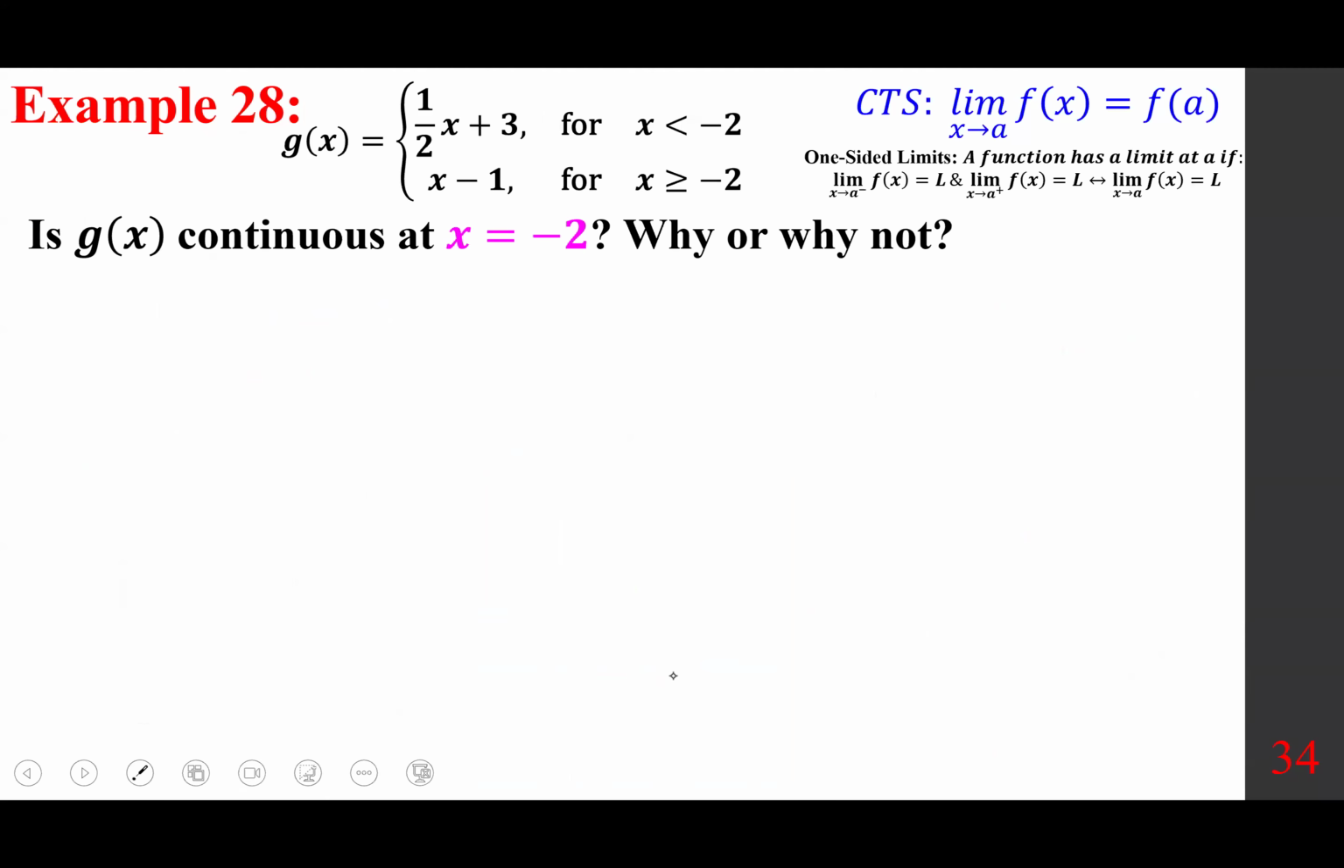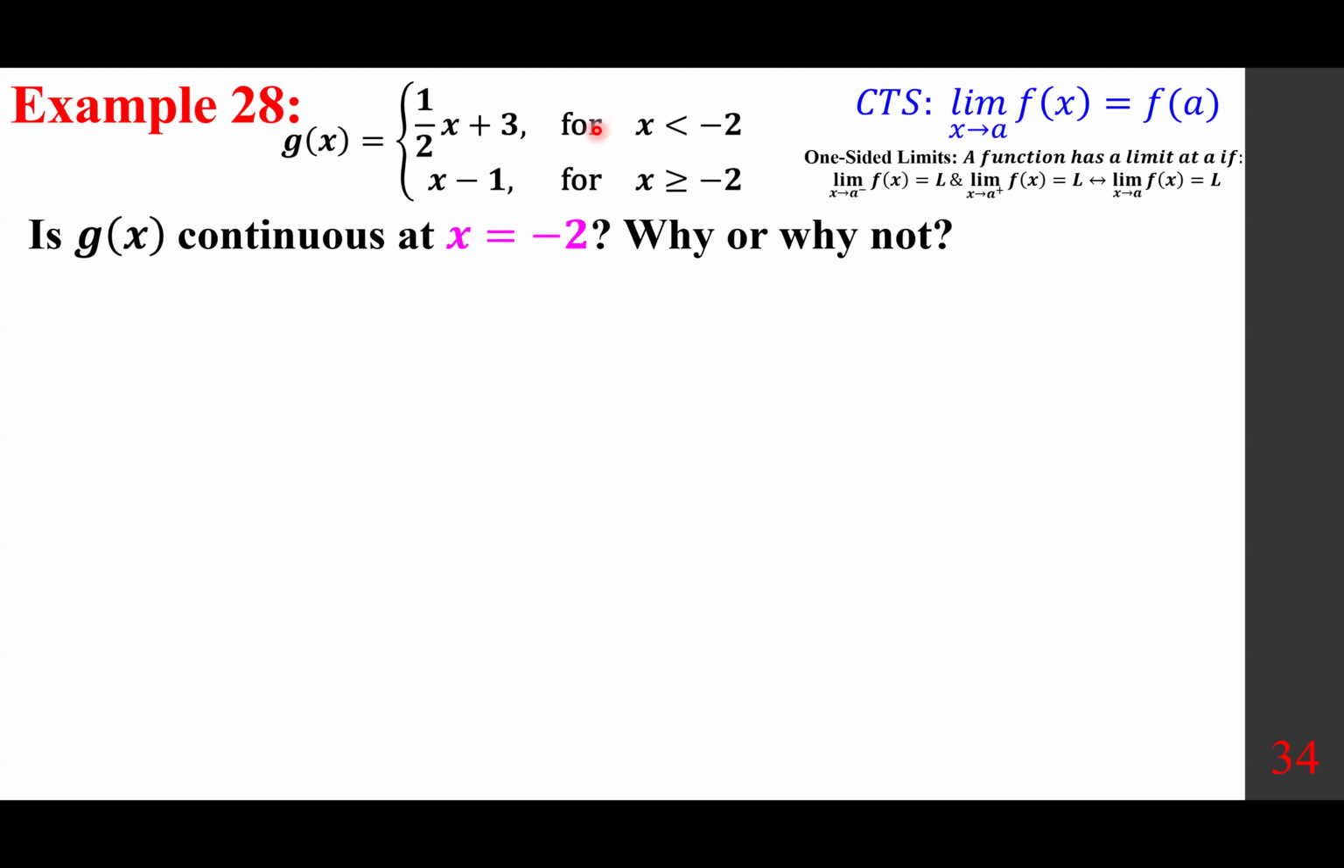Let's go back to previous exams, reminding you the concept of continuity: the limit of f of x as x approaches a equals f of a, and the limit exists if one-sided limits are identical. So, is g of x continuous at x equals -2? Why or why not?